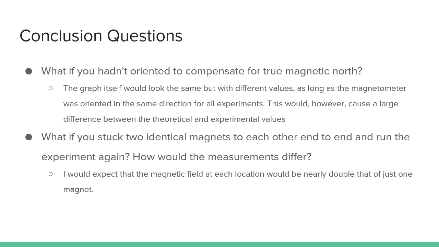Finally, the conclusion what if questions. What if we hadn't oriented to compensate for true magnetic north? The graph would look the same, basically, but this would cause a large difference between the theoretical and experimental values that we got. And what if we'd stuck two identical magnets together and run the experiment again? I would expect that the magnetic field at each location would nearly double that of just one bar magnet.